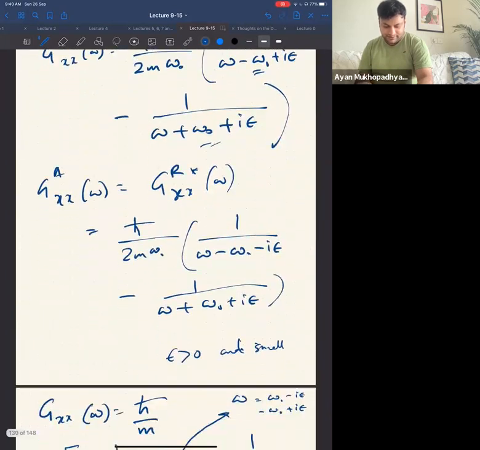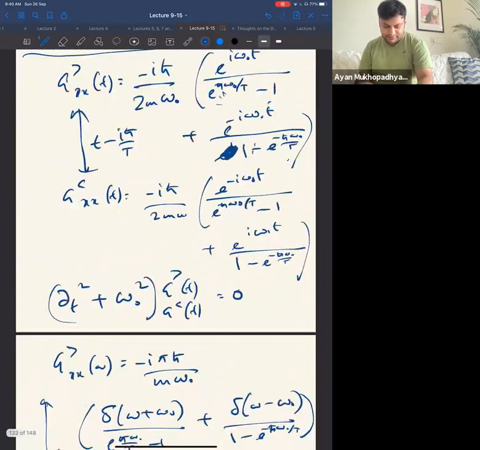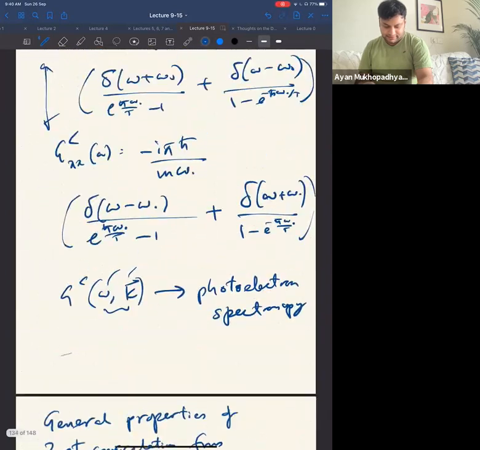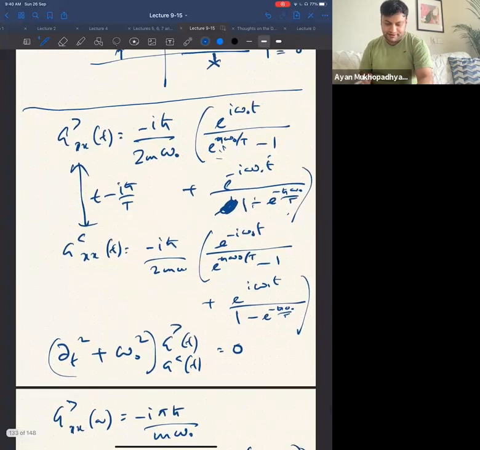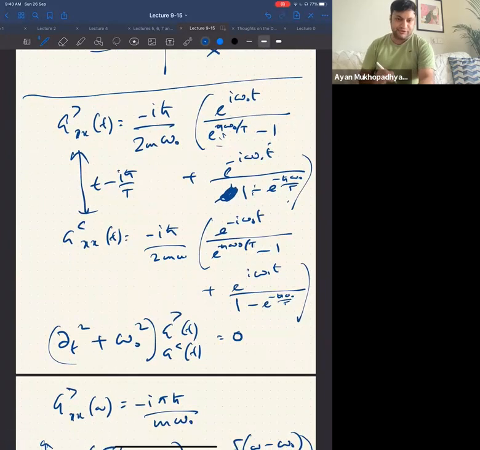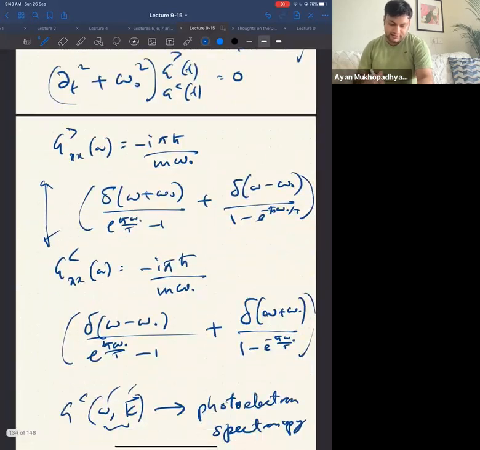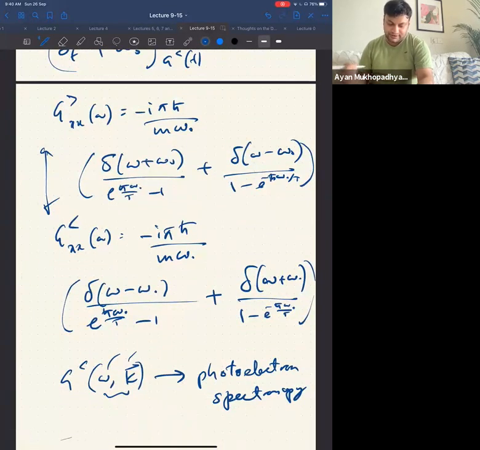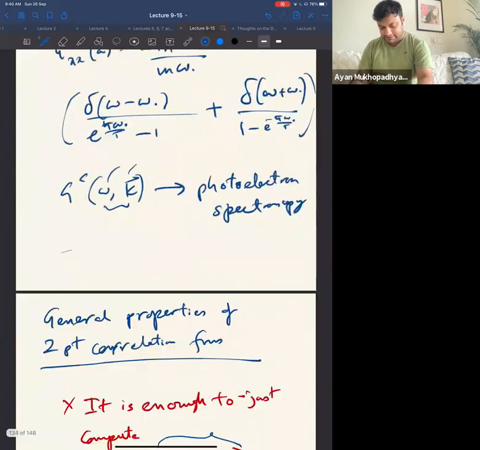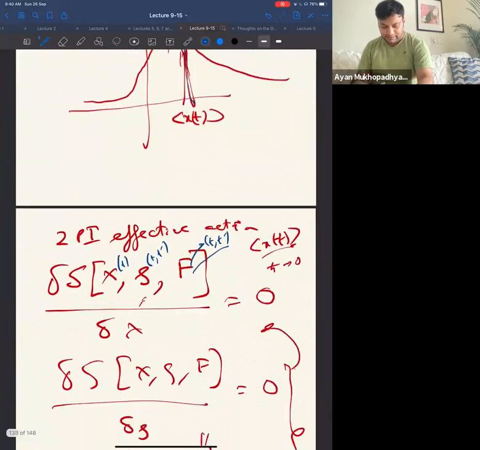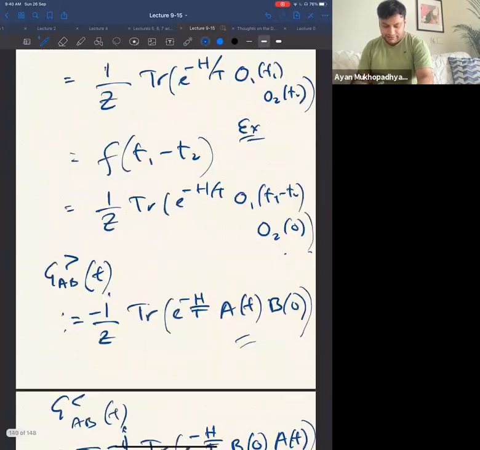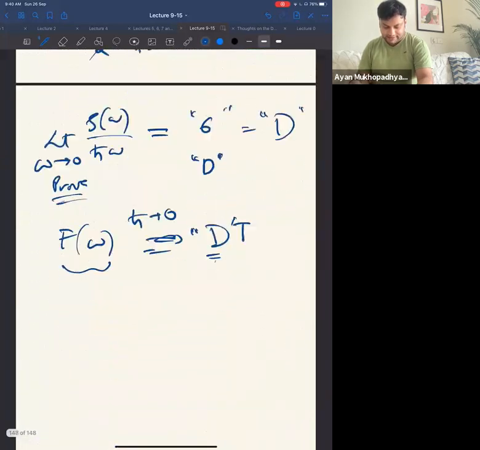Okay, I had written down expressions in real time at some point in the class yesterday. I have to look into there. Yeah, so these are the expressions in real time. And indeed, if you take G greater xxt and replace t by t minus i h bar by T, then you should be able to get G less. That's easy to check. And also, if you go to Fourier space, that also is true, that G greater and G less are related.